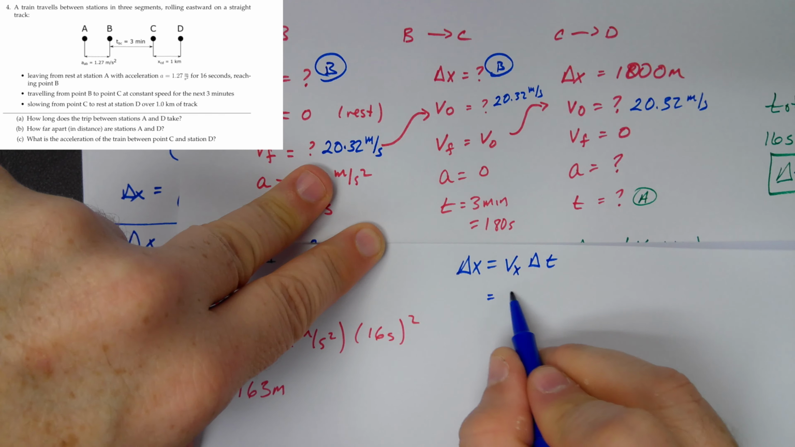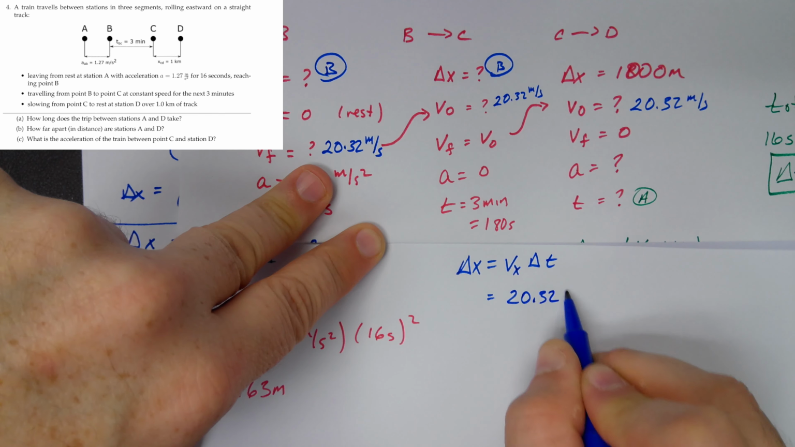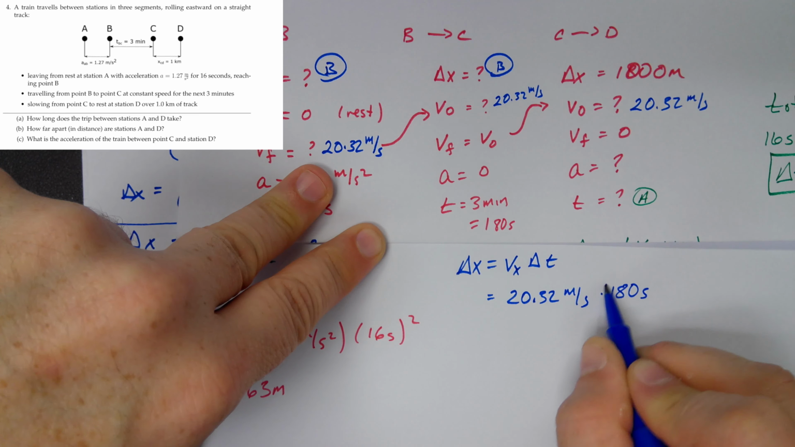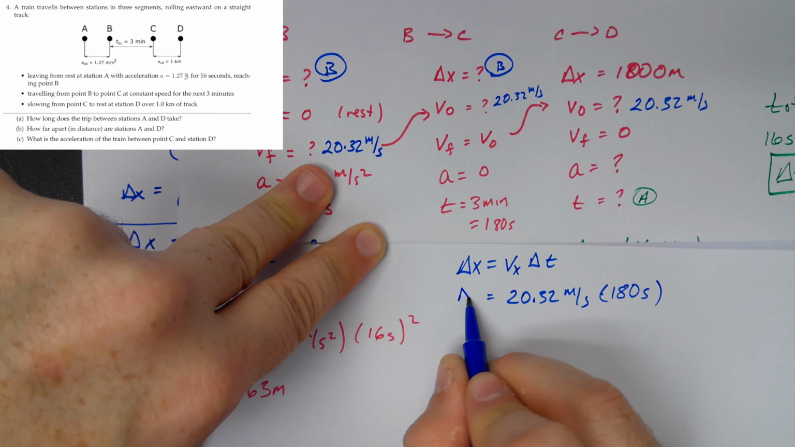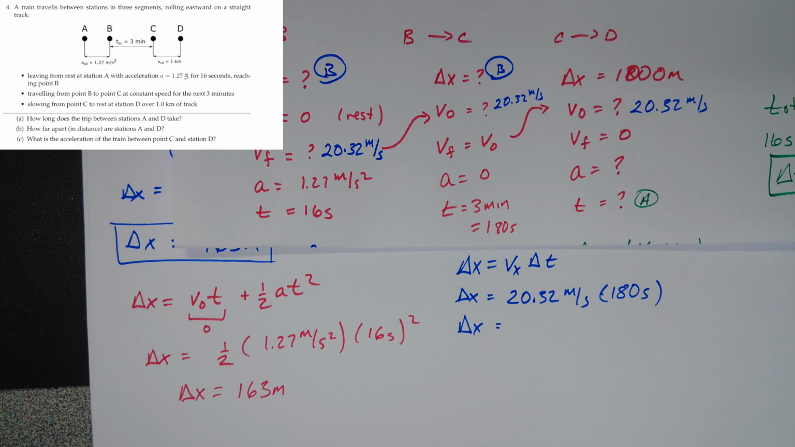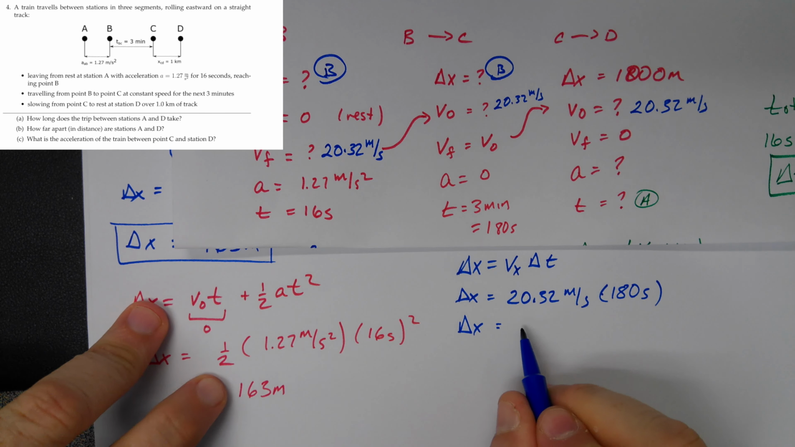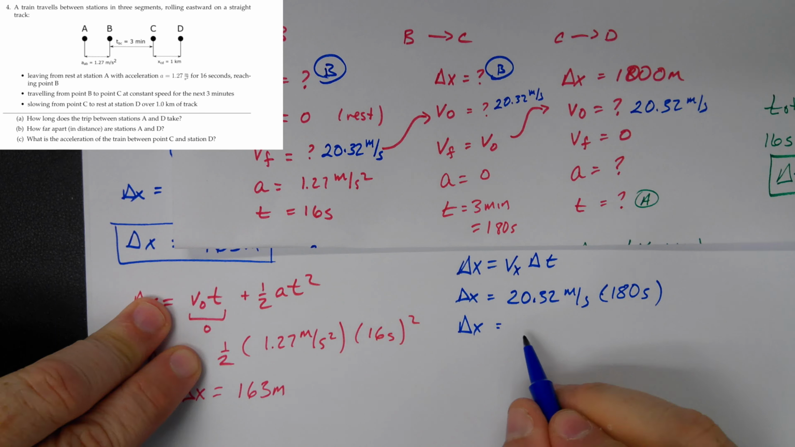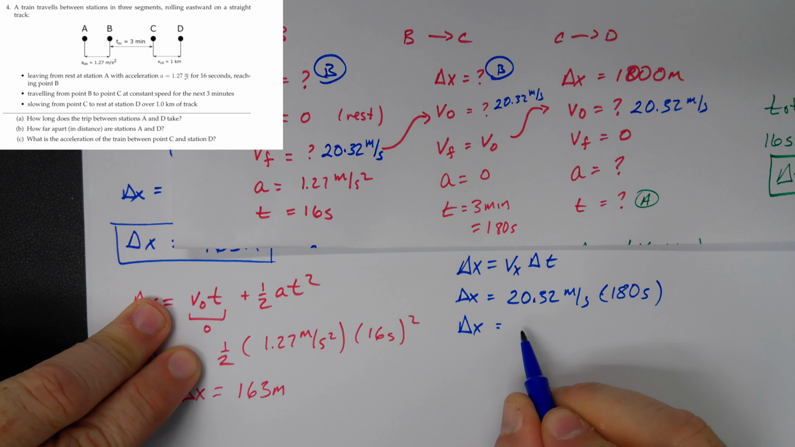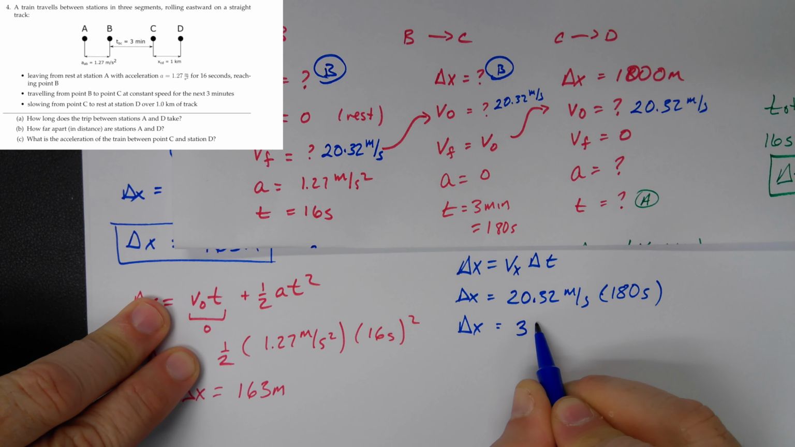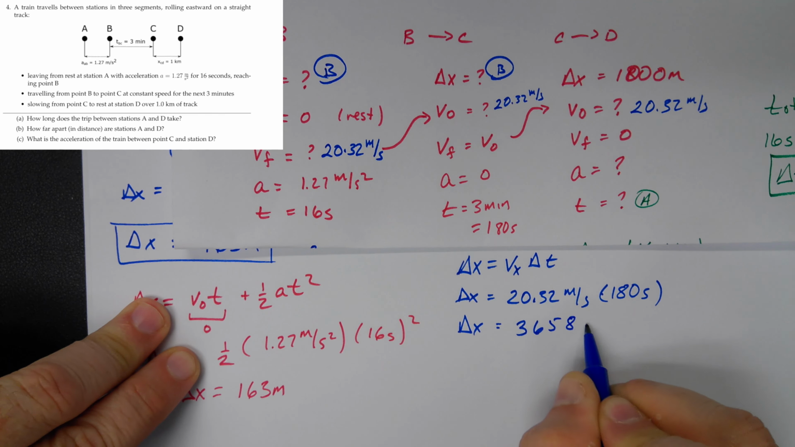This is 20.32 meters per second times 180 seconds. And so delta x will be 20.32 times 180. That is, well, I get 3,657.6. 3 sig figs. This is going to be, well, keep 4 sig figs. 3,658 meters.